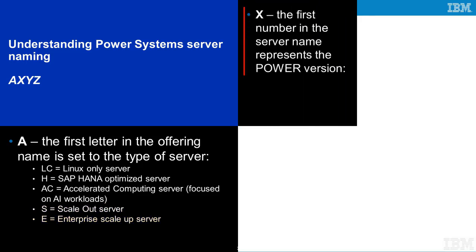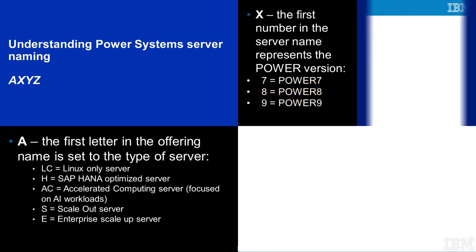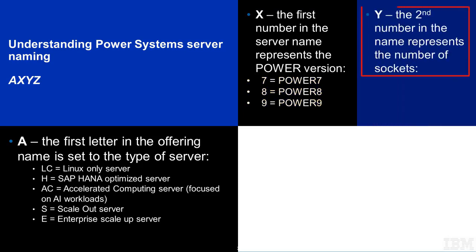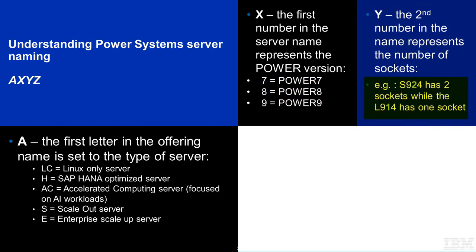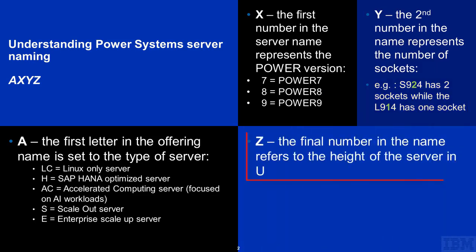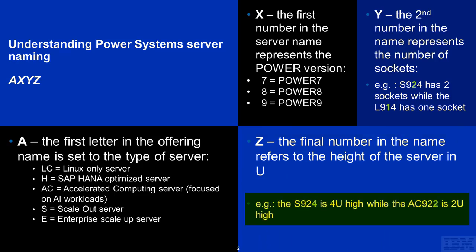Second, the first number is the Power version, 9 for Power 9, 8 for Power 8, and so on. Then we have the second number. The second number is the number of sockets in the server, 1 socket or 2 sockets usually. And finally, the last number is the height of the server in U. For example, 2U, 4U, and in the case of enterprise server, it is set to 0.